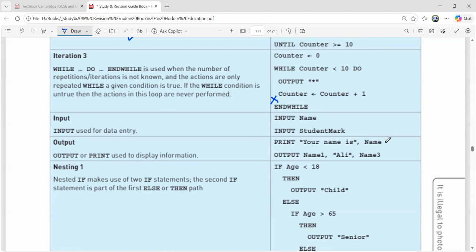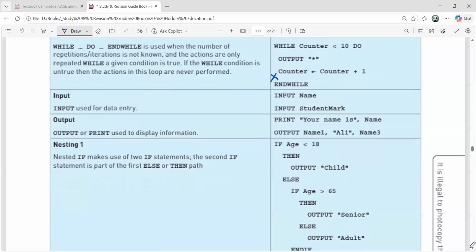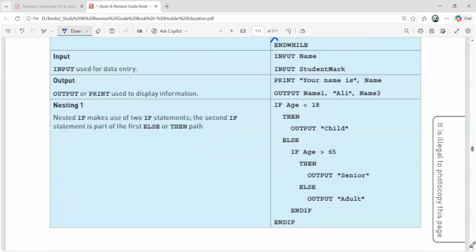Your name is a message and a variable, or you can have a variable only, or a message only. So anything will do. Along with this, we talk about the term nesting, and nesting means one inside the other. So when you have more than two conditions, either you go with case or you go with nested if. And this is the use of: if age is less than 18, then output child, else if age is above 65, then output senior, else output adult.